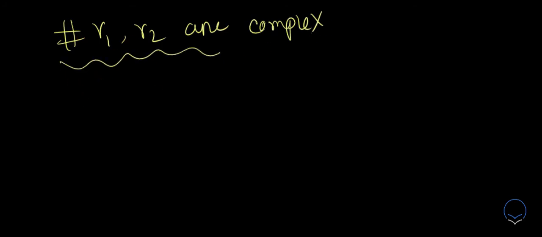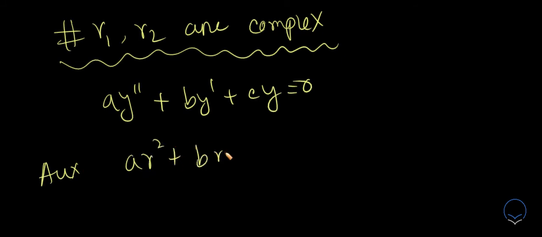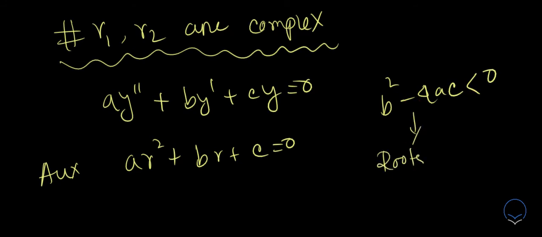So this will be the last case for today. Notice that for the differential equations we are dealing with so far, the auxiliary equation comes as ar² + br + c = 0. It might happen that whenever b² − 4ac is less than 0, the roots will be complex.